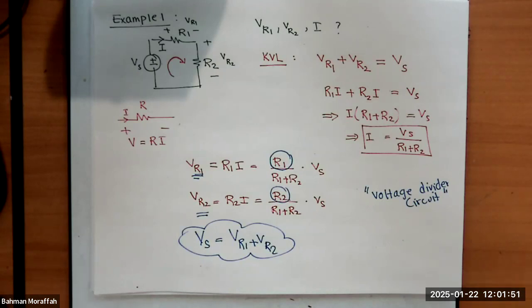Another important thing about this is that I can generalize this to any number of resistors I want, right? And if I want to find the voltage across, for example, the ith resistance, the voltage across that ith resistance is proportional to the value of that ith resistance divided by the whole thing times Vs. Right? So we can do that.